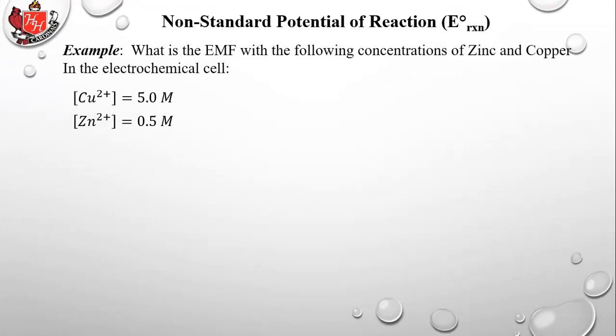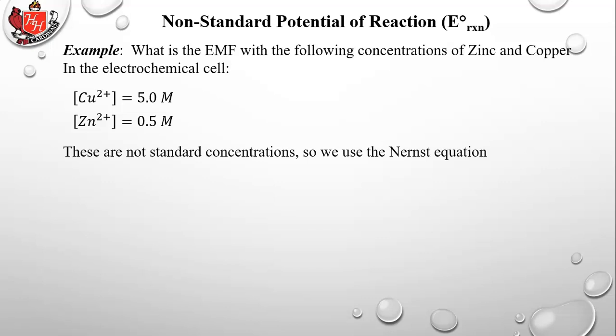Example: what is the EMF with the following concentrations of zinc and copper in the electrochemical cell? Now we're not dealing with 1 molar anymore. That would be standard conditions. Now we have copper, which is a lot more concentrated, and that's 5 molar. And we have zinc, which is not as concentrated, that's 0.5 molar. So now we're going to plug that into the simplified short form Nernst equation here. These are not standard conditions, so we use the Nernst equation. There it is.